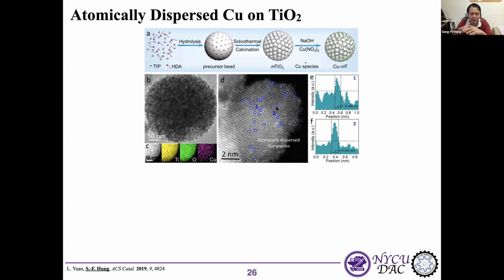Interestingly, atomic resolution TEM shows the copper species are atomically dispersed. We can see the copper single atoms, marked with circles here. And the EXAFS results also show a single path of copper to oxygen, and we only saw a very weak second path for the material. The white line shape is also quite different from the copper standard. So we think the copper is present in single atom form on the titanium dioxide.